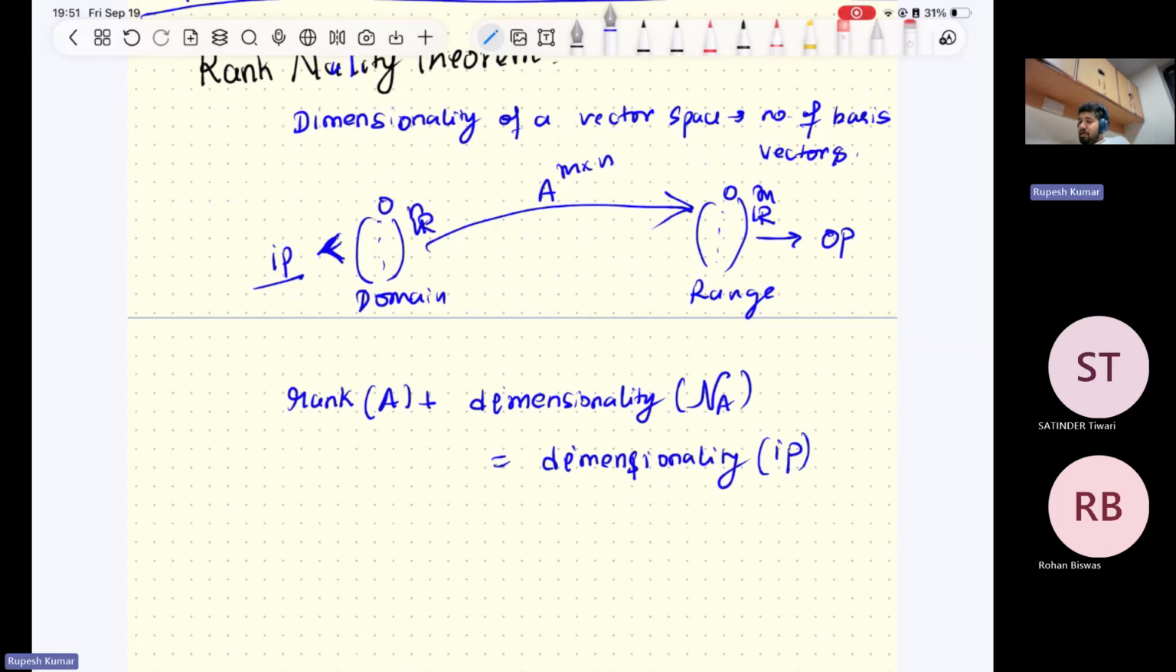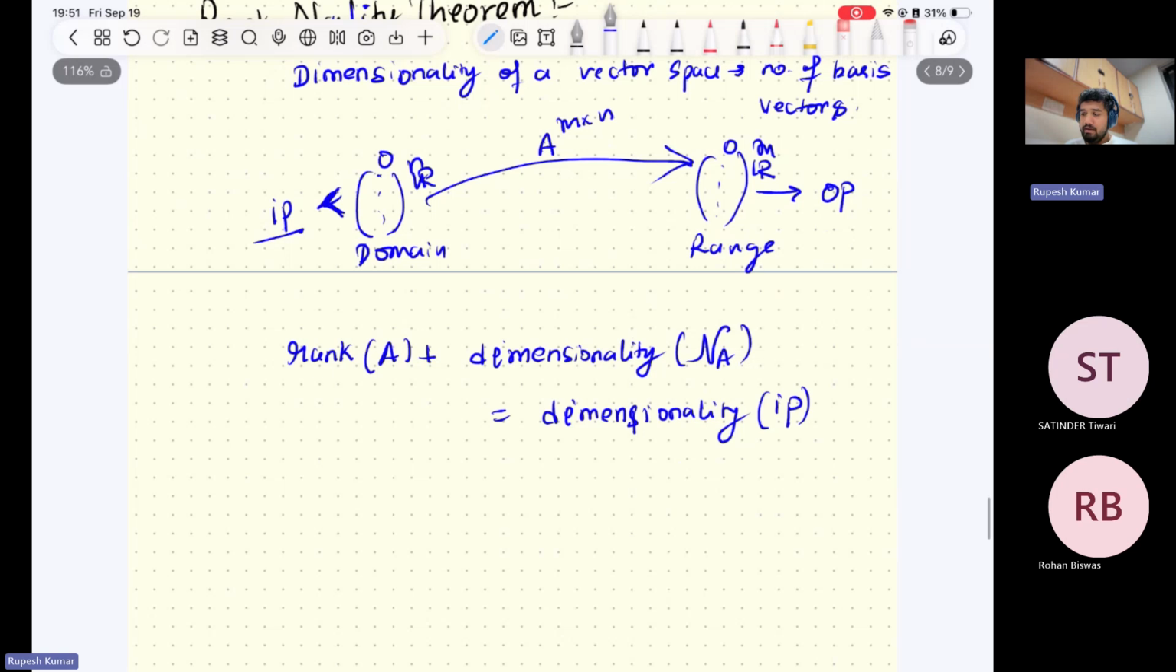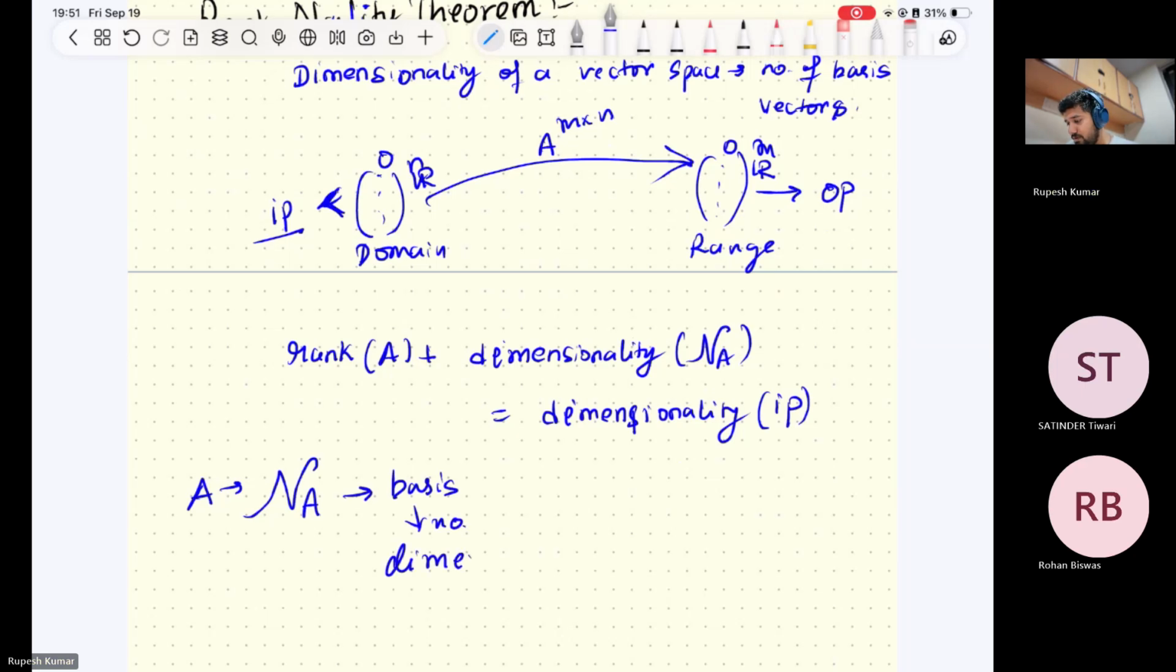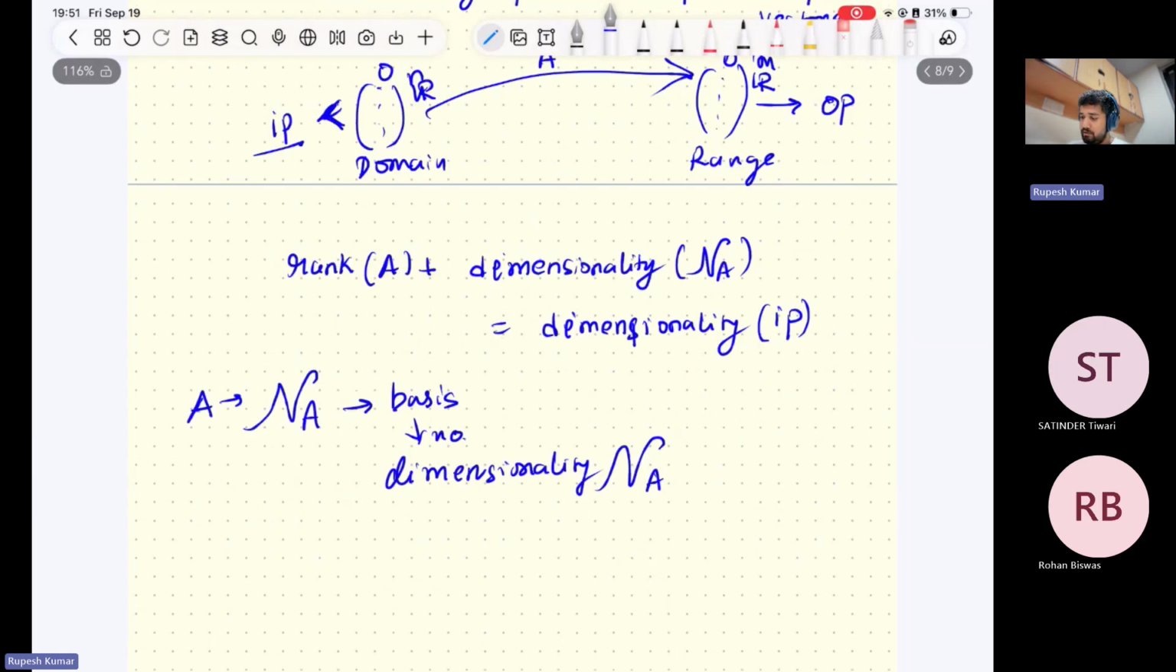So this is the rank nullity theorem for a matrix transformation mapping vectors in the domain to the vectors in the range, right? Now let's see what it says. Let's say you have a matrix A, you can find the null space of A, you can find the basis of that null space. Then take the number of these basis vectors, you will get the dimensionality of the null space, and you add this number to the rank of matrix A, and you will see that this will add up to the dimensionality.